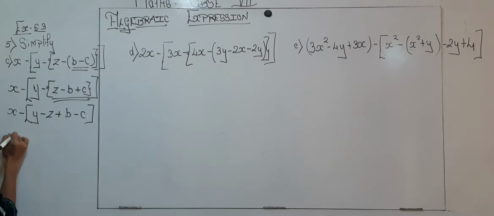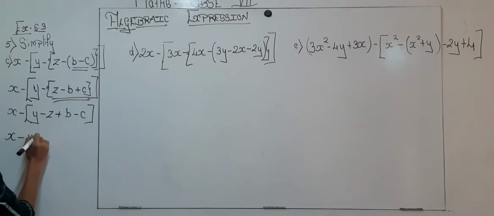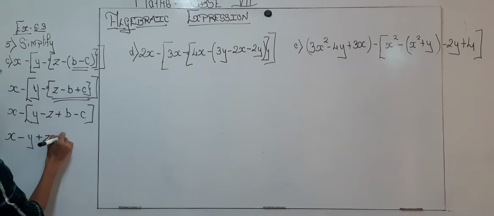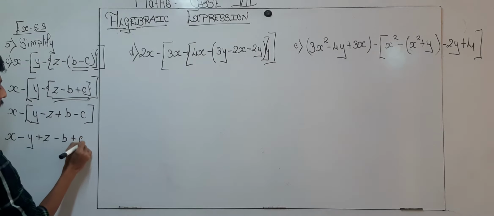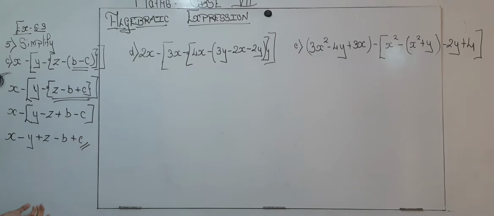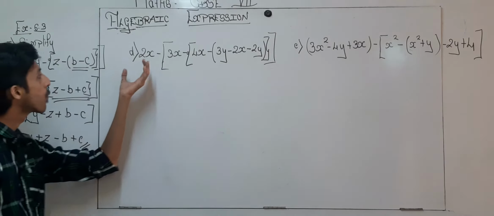Now we will extinguish this outer bracket. So over here it will be x minus y, because plus into minus will give me minus, minus into minus will be given as plus z, minus b plus c. Understood over here? So you can write this. Okay, understood? Now moving on to our question number D.